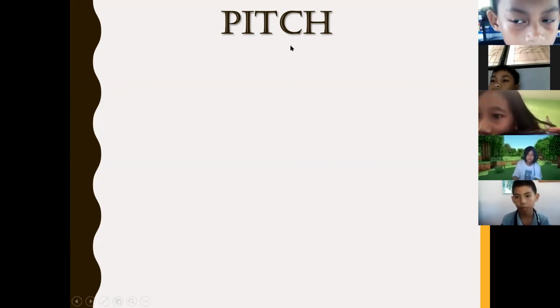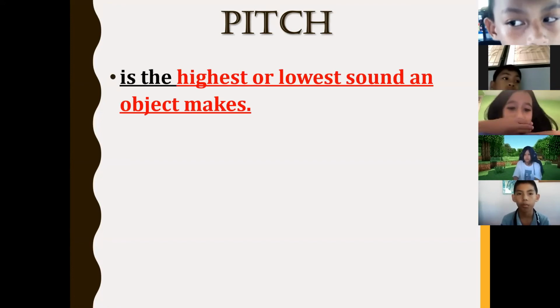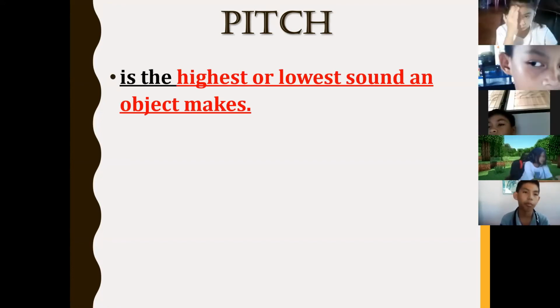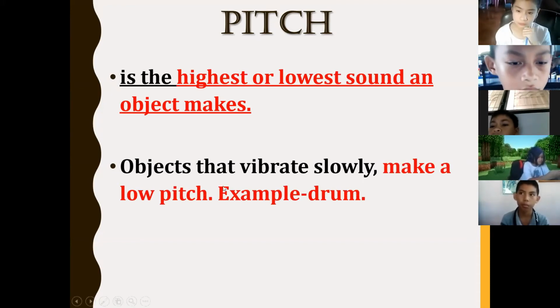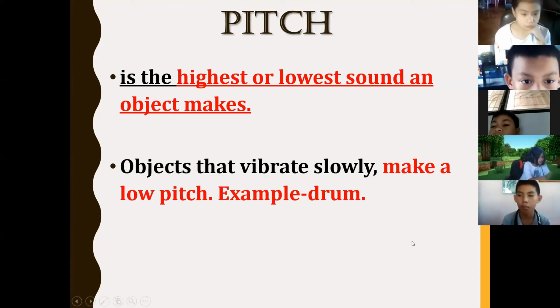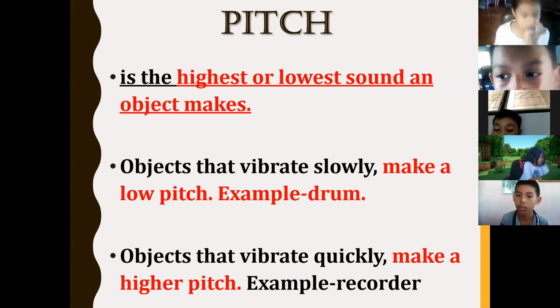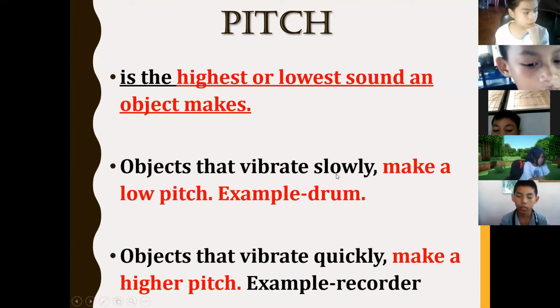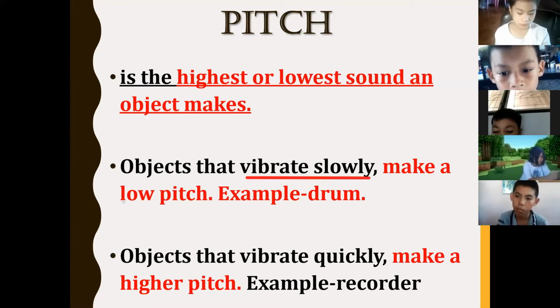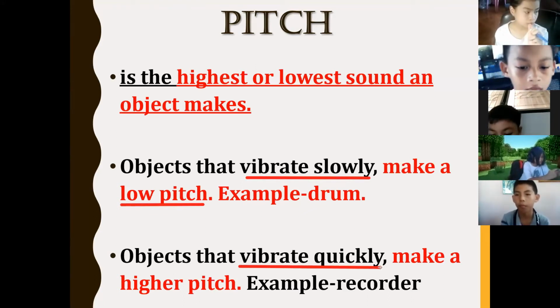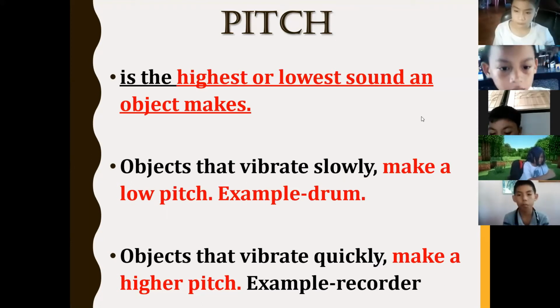How do we read this word? Pitch. So pitch is the highest or lowest sound an object makes. Objects that vibrate slowly make a low pitch. An example is a drum. And objects that vibrate quickly make a higher pitch. So the slower the vibration, the lower the pitch. You don't need to write. If the vibration is quick or fast, the higher the pitch. If you want to copy, you can just take a screenshot or take a photo.